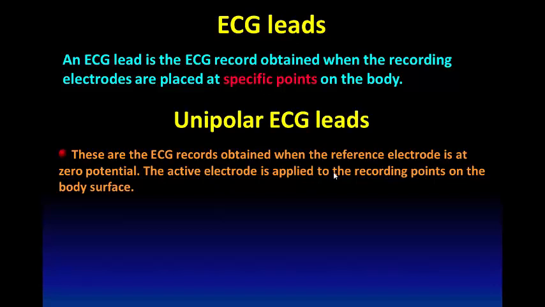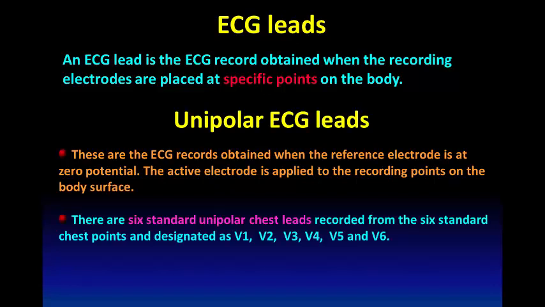How can we keep the reference electrode at 0 potential? This is a long story, and you need not worry about this. All you need to know is that while recording the unipolar ECG leads, the reference electrode is kept at 0 potential and is connected to the negative end of the ECG machine, and the active electrode is applied to the recording points and connected to the positive end of the galvanometer in the ECG machine.